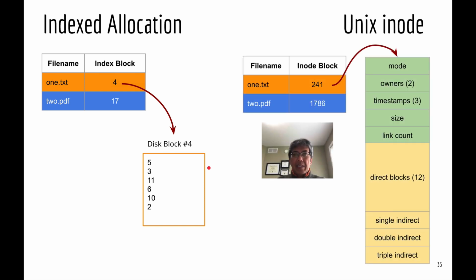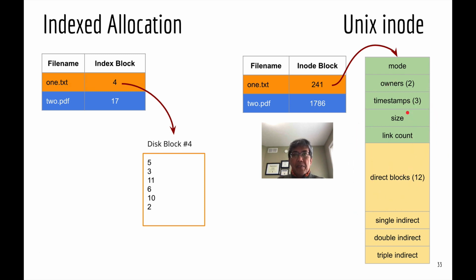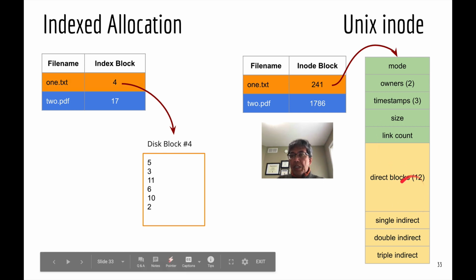In the Unix file system, index blocks are called inodes, and they are managed differently from data blocks. In addition to holding pointers to the file data blocks, a Unix inode also holds metadata like owner and permission, shown in green boxes here. Besides the metadata, the inode also holds up to 15 pointers to the data blocks.